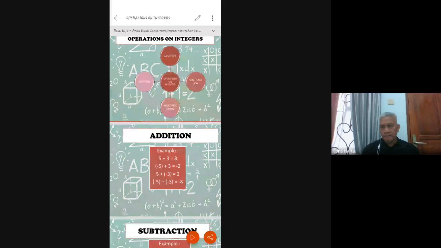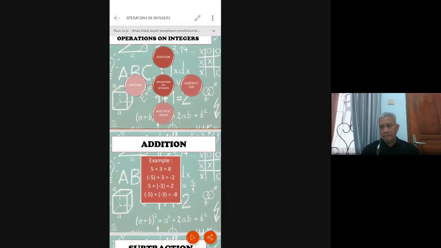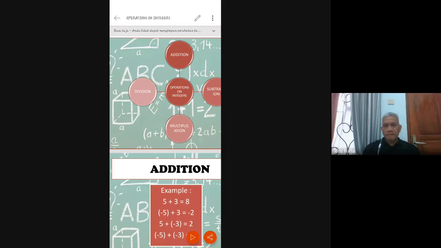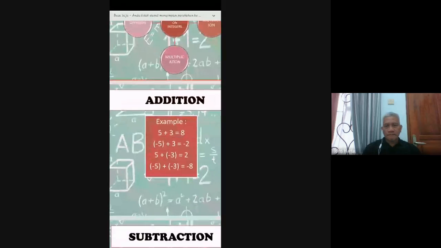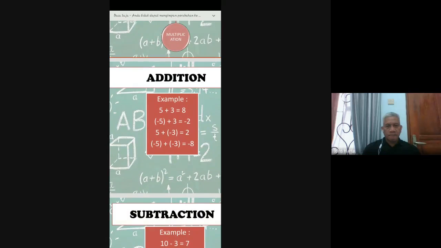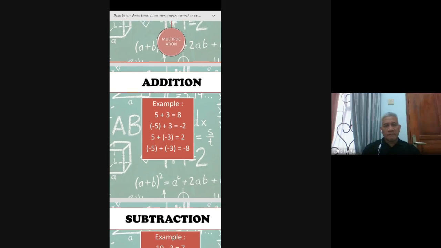I want to present about operations on integers. There are four operations on integers. The first is addition, the second subtraction, the third multiplication, and the last division. The first, addition. Example: 5 plus 3 equals 8.